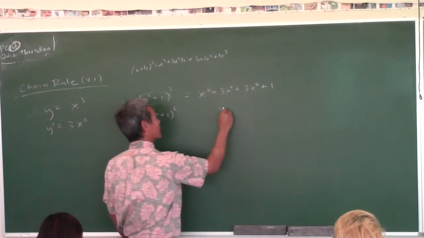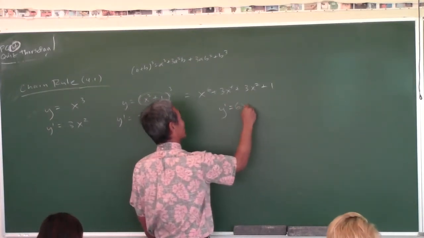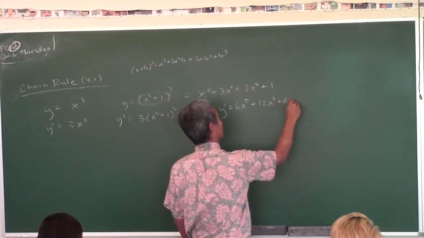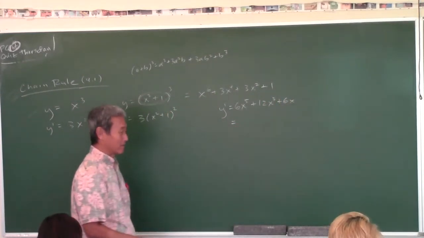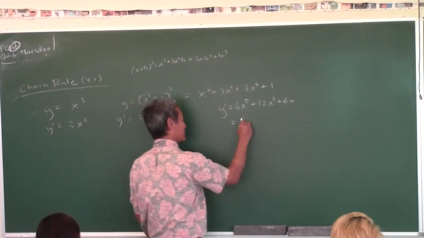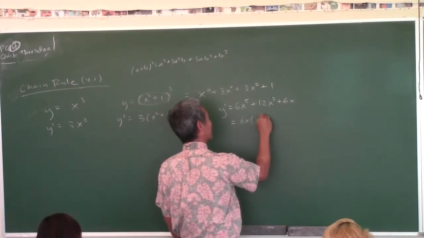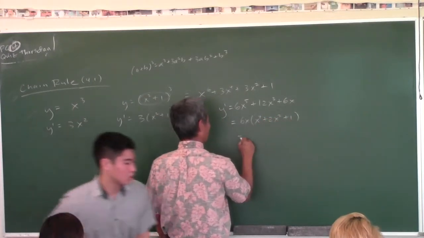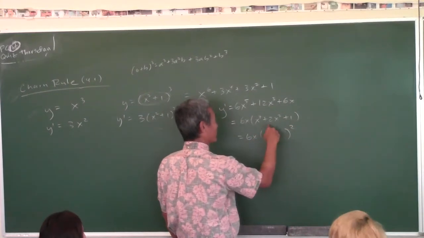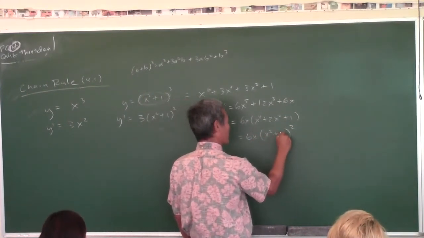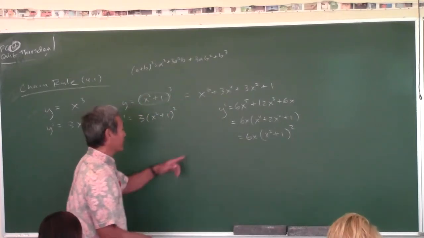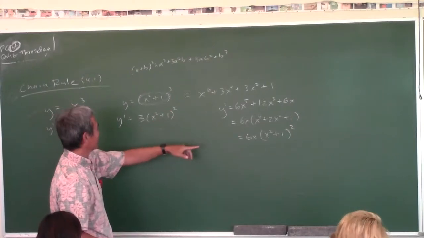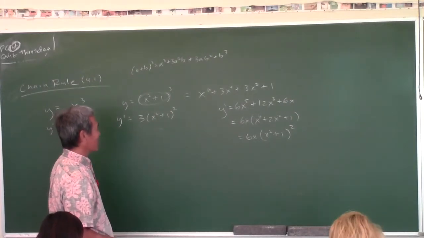Okay, so if you take the derivative, what is that? 6x to the 5th plus 12x to the 3rd plus 6x, correct? What can I factor out? 6x. What's going to be left? X to the 4 plus 2x squared plus 1. And then, hey, you want perfect square. Isn't that x squared plus 1 squared? So if we compare that to what we did over here, 3 box squared, that's not really the same, but it's kind of almost, yeah?